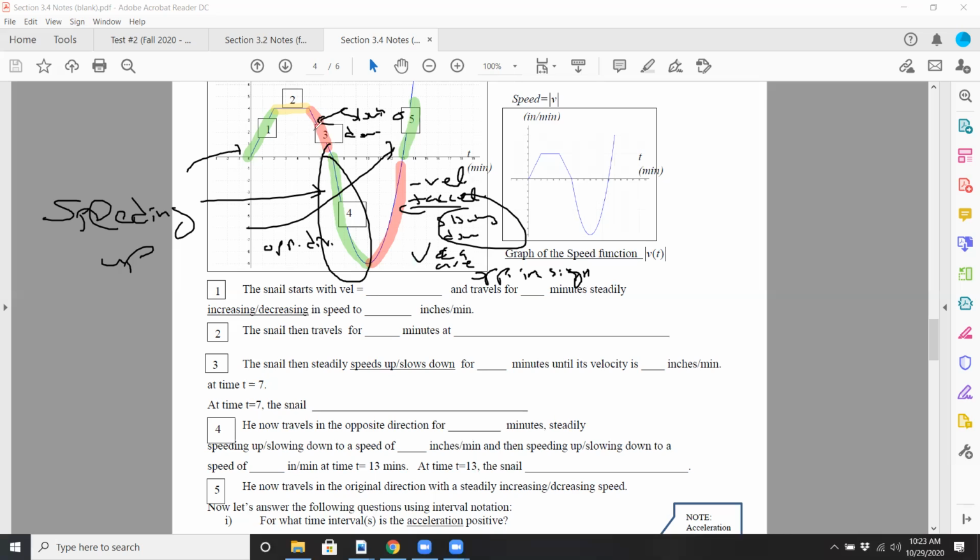Likewise for interval 3. Your velocity is positive, but your acceleration is negative. Here, when the velocity and acceleration are the same sign, you're actually speeding up. So yes, we do have a negative tangent lines for interval 4, but the velocity is also negative. So in this case, you could say decelerating, I suppose, but it's still speeding up. It's speeding up in the opposite direction for interval 4.